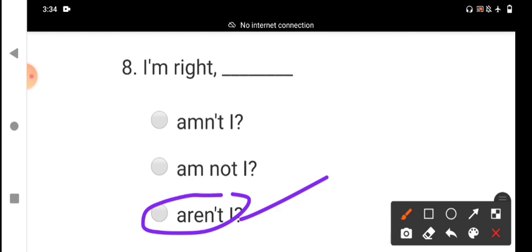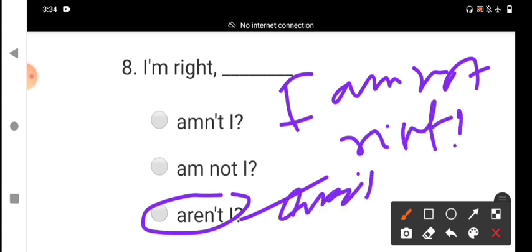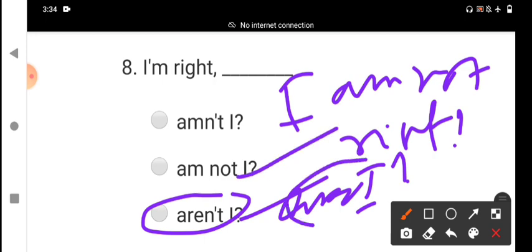For example, I am not right. What is the question tag? Am I? It is correct. A positive tag follows the rules, but only the negative tag does not follow the rule. That is the exception, my dear students.